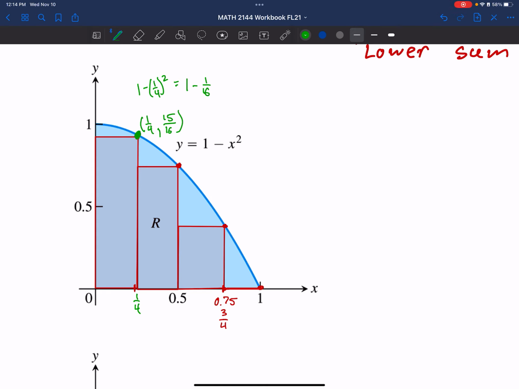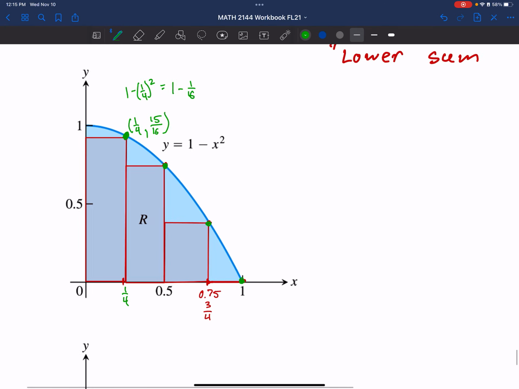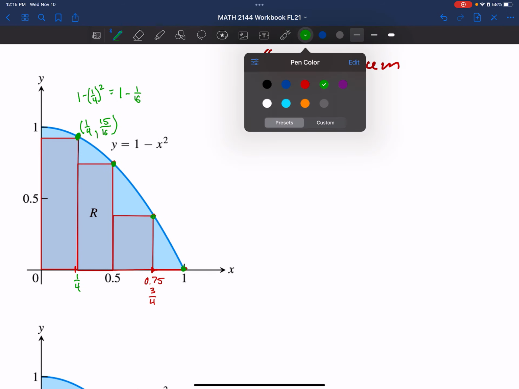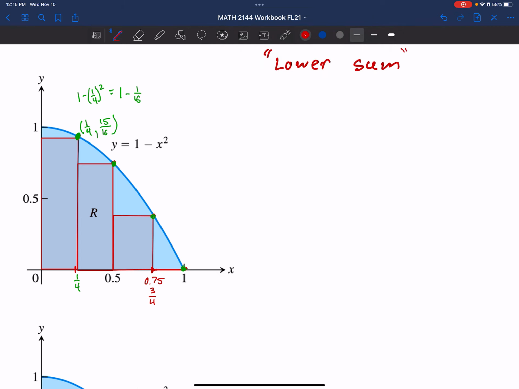So let me give you a moment to spend some time processing it and find the rest of these green ordered pairs. And see if you can find the lower sum. While you do that, I'm going to take attendance. But let me give you a moment to see if you could find the actual lower sum now that I've got us started.